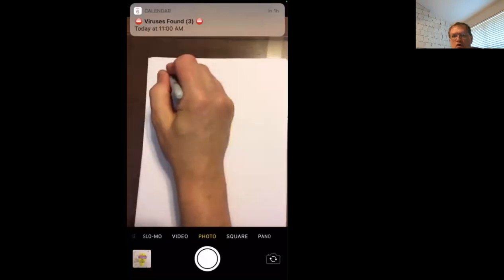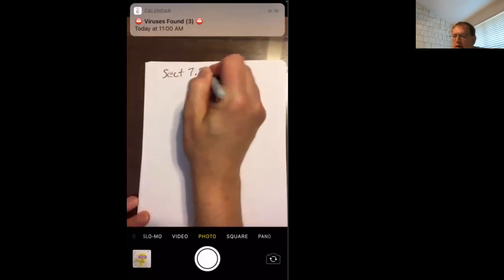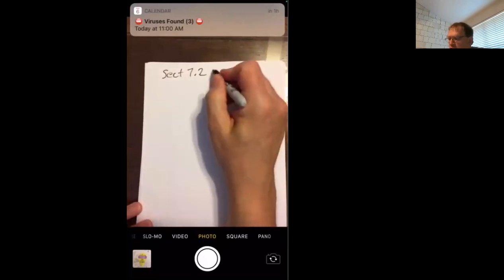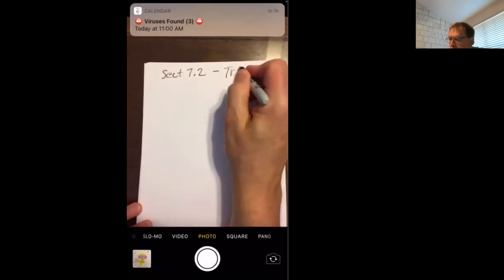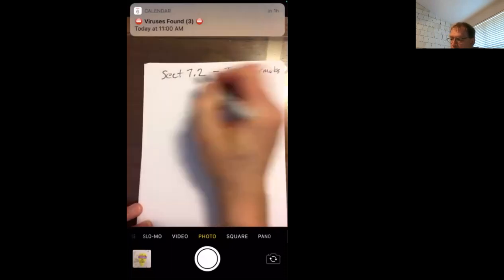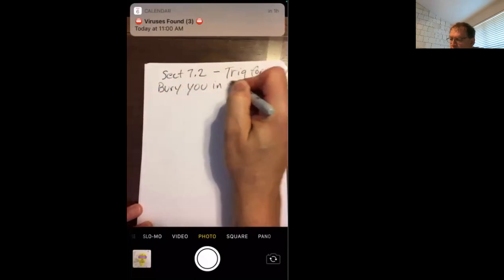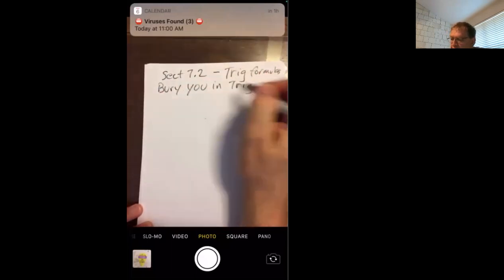This is the Math 1113 Zoom meeting for this week, May 5th to May 9th, and we're hitting section 7.2 for the rest of the week. Getting off of identities and on to trig formulas. We are going to bury you in trig formulas.